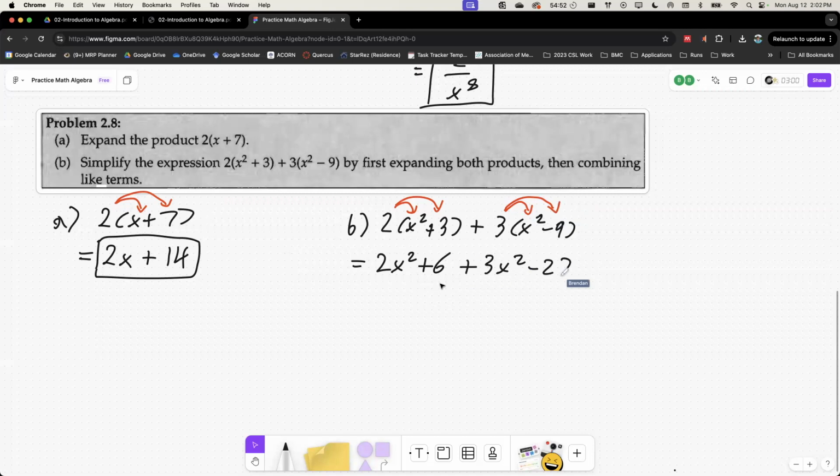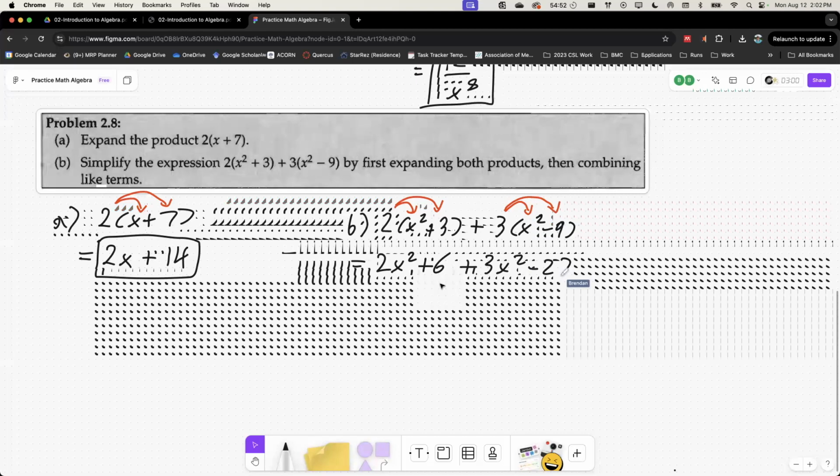What I like to do is highlight the terms that are like terms. The way you'll know is if they have the same variables next to them. For example, the most simple example here is the 6 and the negative 27. These are the same because they have no variable next to them, so they can be added together easily. And when we do that, we get negative 21.